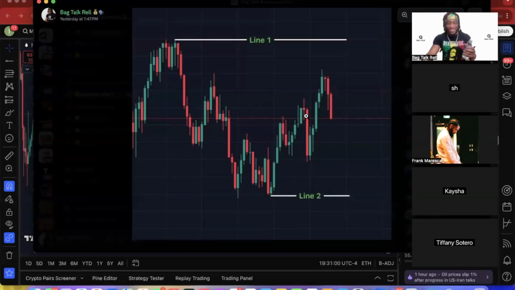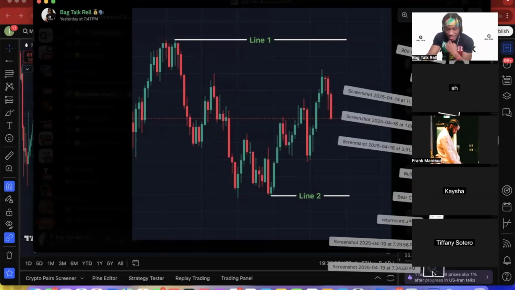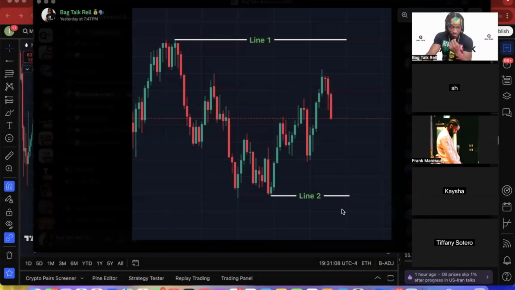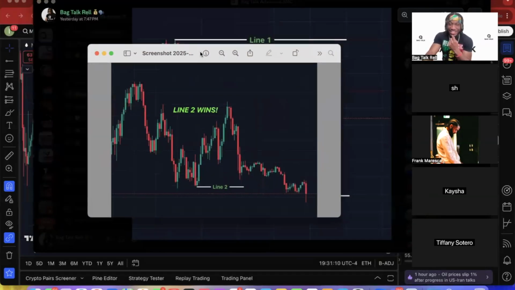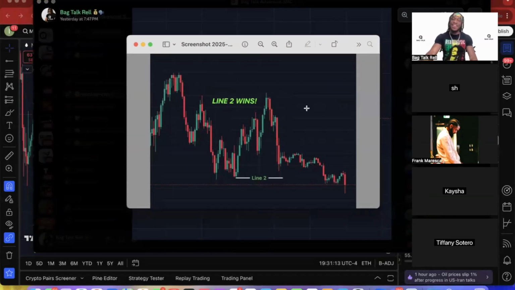My fault. All right, let's reveal the answer now. Okay, let's get into it. The answer to today's chart debate is line 2. Yeah, the mentees got it wrong.